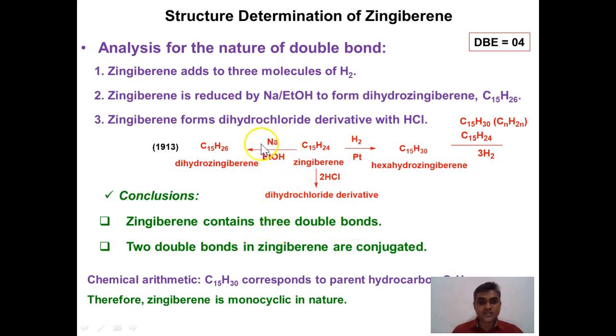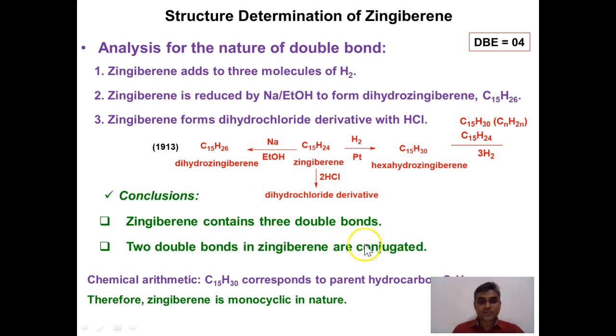For that, a second experiment is performed where gingiberine is subjected to metal dissolving reduction using sodium in ethanol. Metal dissolving reduction is a characteristic reaction of conjugated systems. For example, it responds to butadiene, it responds to the alpha beta unsaturated carbonyl system, and it also responds to aromatic systems, called Birch reduction. Gingiberine also participates in metal dissolving reduction, and here we get dihydrogingiberine. This reaction was carried out in the year 1913. So the formation of dihydrogingiberine clearly indicates that out of 3 double bonds, 2 double bonds are conjugated.